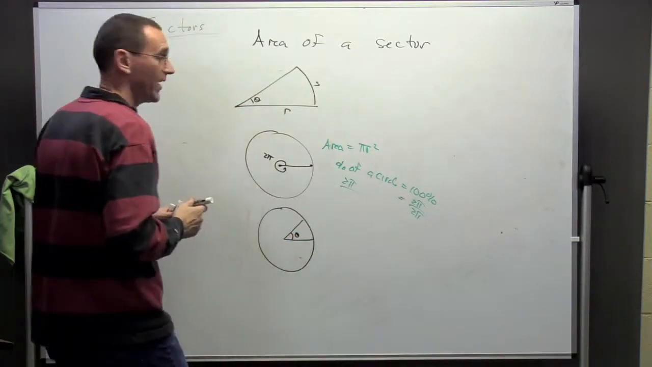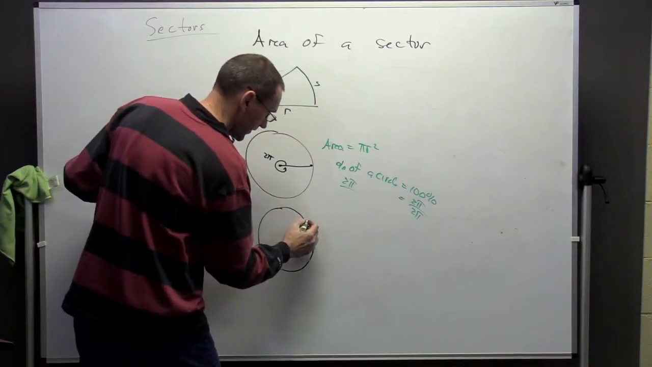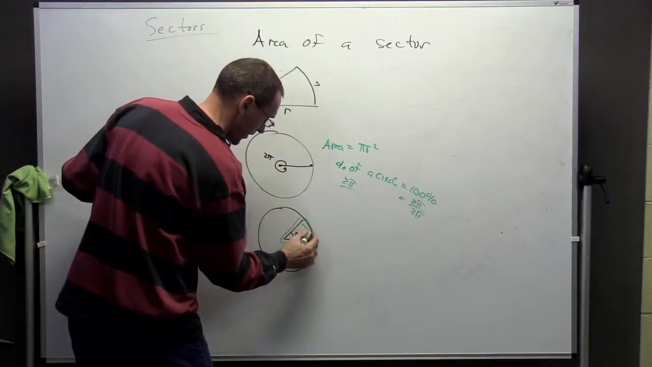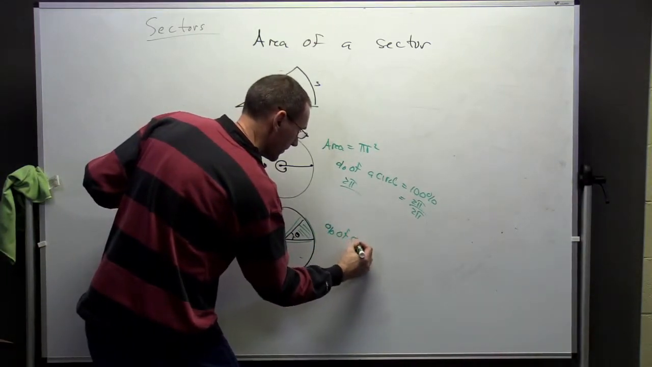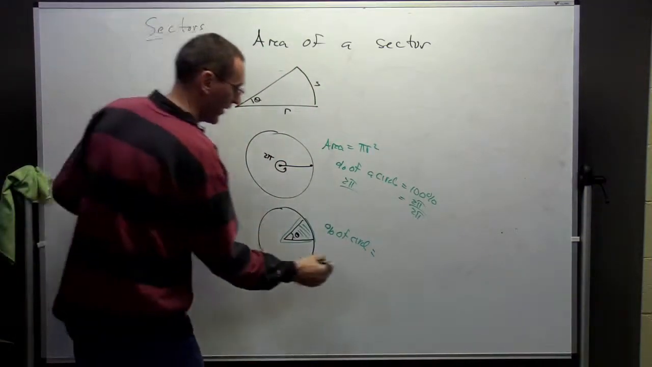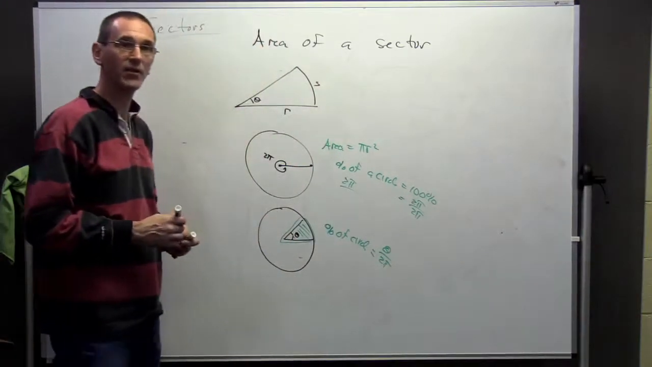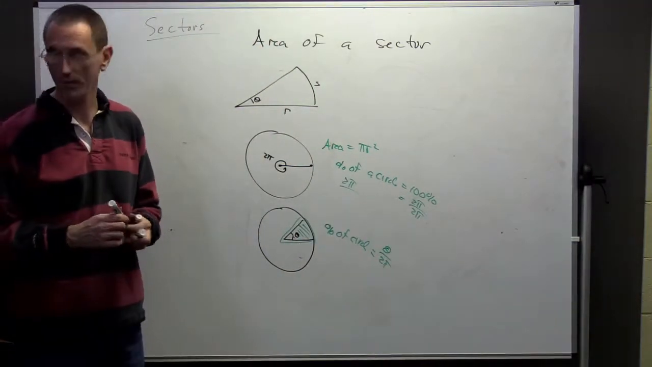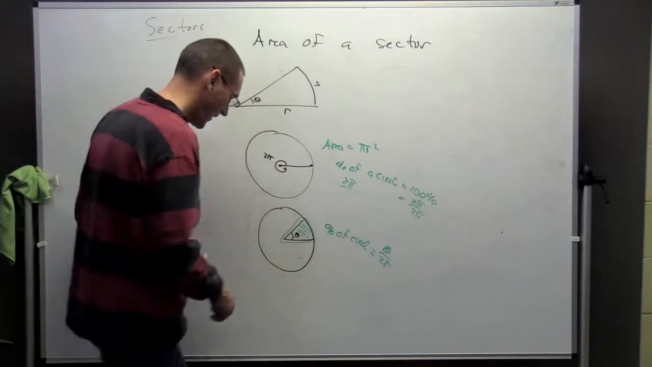So I've got that angle theta, and I just want to know what's going on with this piece here. The fraction of the circle that I have is whatever that angle is, divided by the angle associated with a full circle. Okay? So this is the percent of the circle that I have.